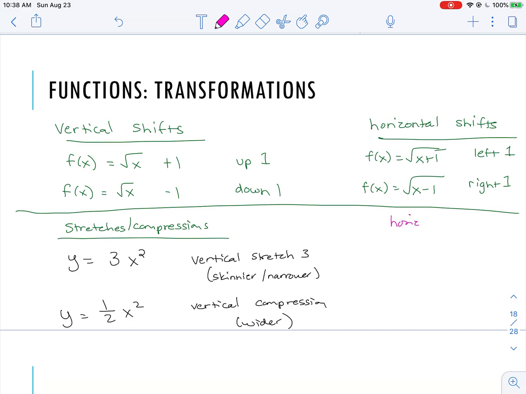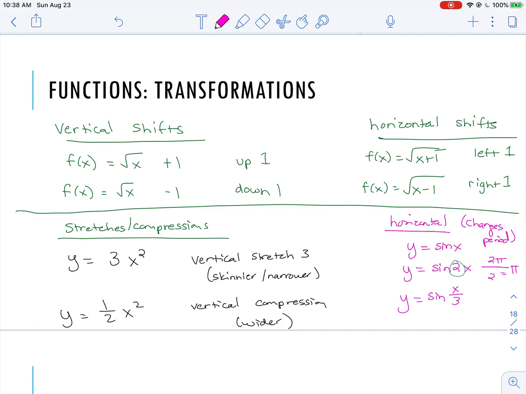If we're going to do horizontal stretches and compressions, the easiest way to think about these is with the trig functions. So if I had y equals sine x and I wanted to do a horizontal stretch or compression, it's changing the period. Remember, your normal period is 2 pi, and then you take 2 pi divided by whatever the b is. So this would be 2 pi over b, and that is the new period. That is like taking a slinky and compressing it so that the graph would go faster.